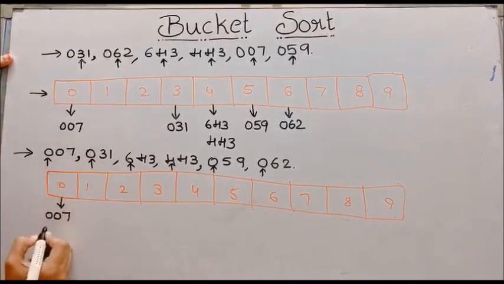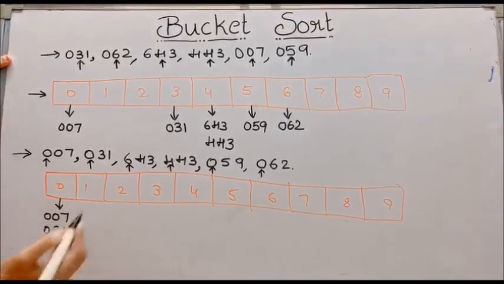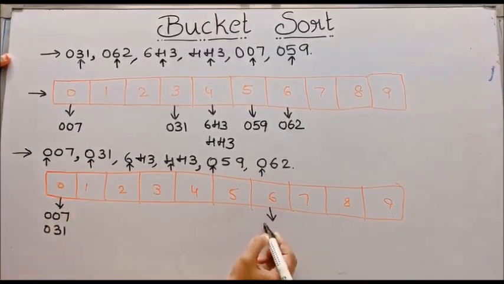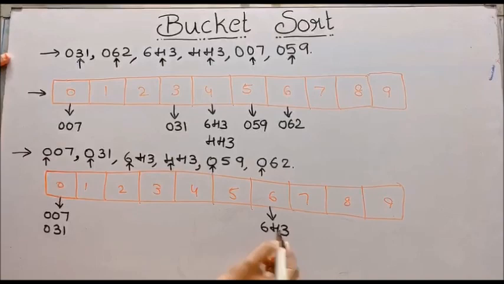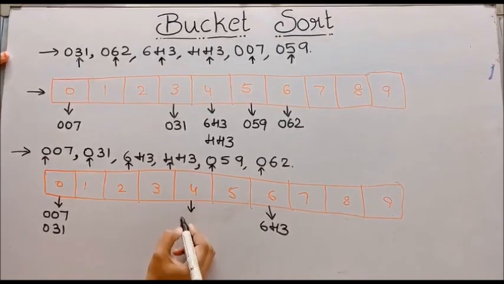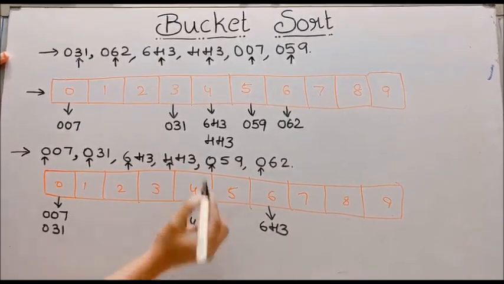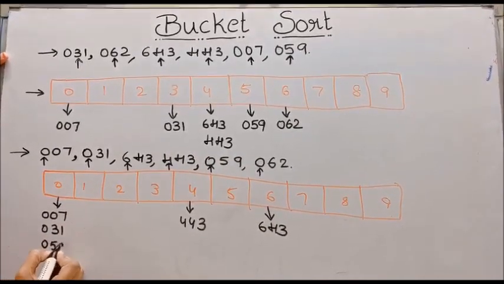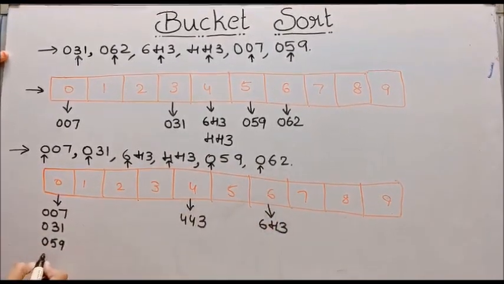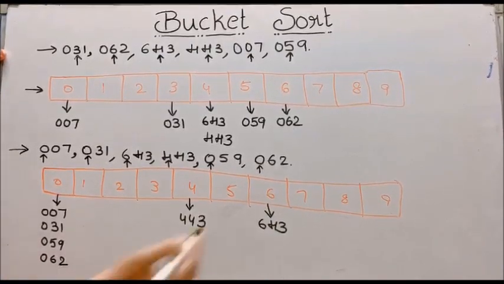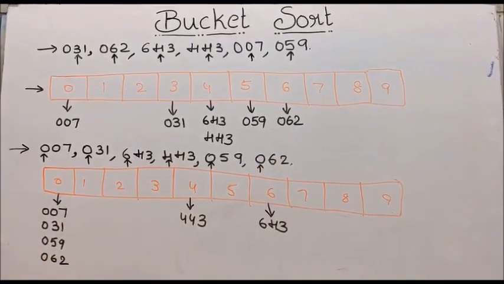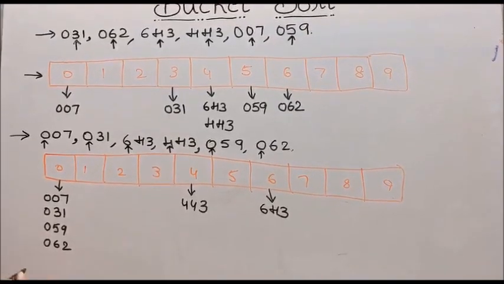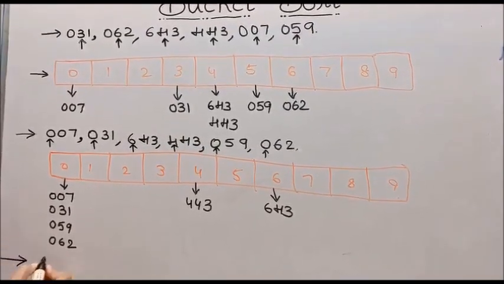Next one is 031. Next, 643. MSB bit is 6, so store it in the 6th bucket. Next, 443. Next, 059 in 0th bucket. Last one is 062. Done. Now, we need to store the elements in the same order for our next iteration.